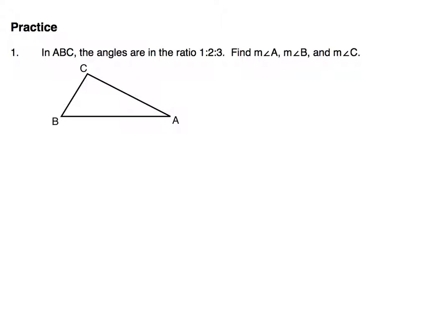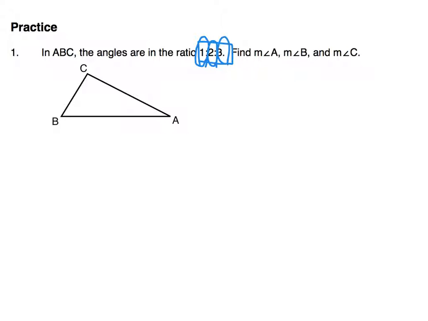Instead of telling you one of the angles and saying find the other ones, I'm going to tell you how the angles are related to each other. And so I'm going to give you this ratio here, right up here where it says 1, 2, and 3. That tells us that those angles have a relationship such that whatever one angle is, that's going to be one unit or one thing. The next one is going to be 2 of those things, and the last one's going to be 3 of those things.